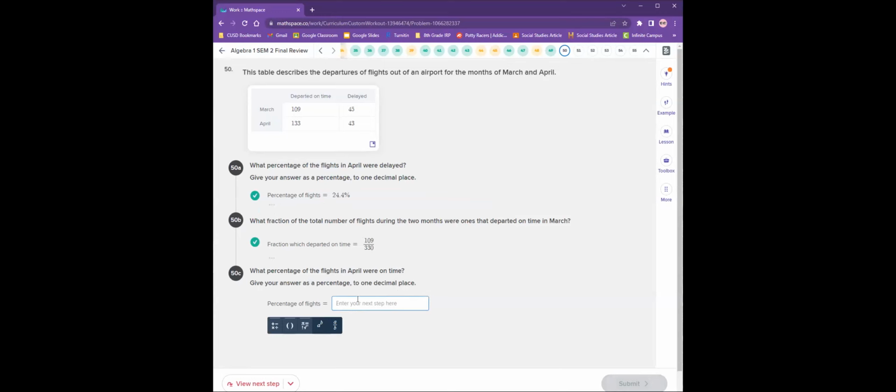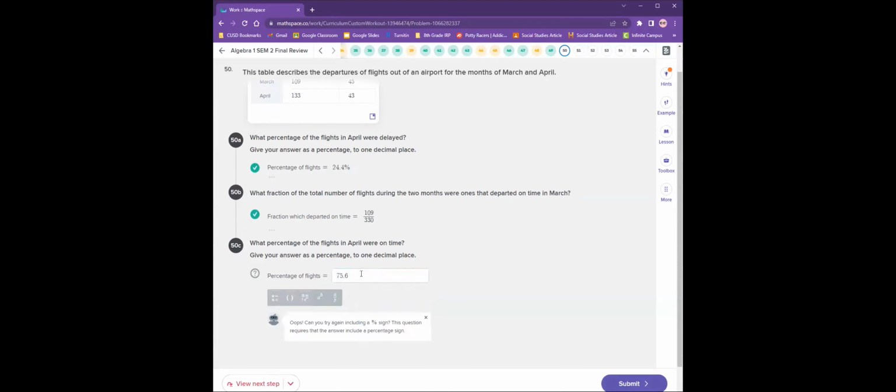Flights in April, so it's total flights in April. Oh no, because then it'd be, so then 133 over 176 is equal to. Okay, and if they're rounded to one decimal place, you have divided by 176 times 100 is 75.6. Yeah, it does want the percentage sign.